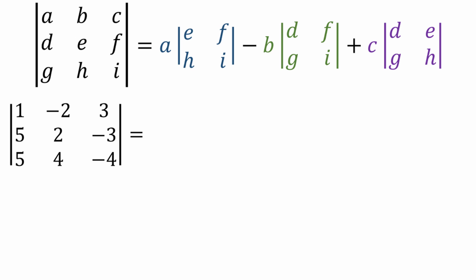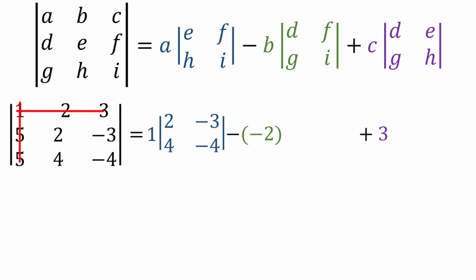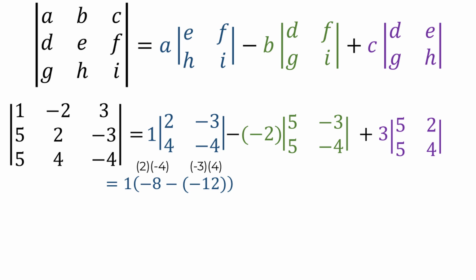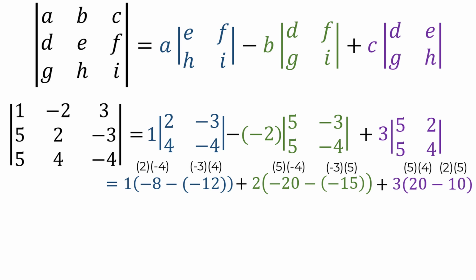Let's try one more example. Our three numbers will be 1, negative negative 2, since there's already a negative sign in the formula, and positive 3. The determinants will be of 2, negative 3, 4, negative 4 for the first term, 5, negative 3, 5, negative 4 for the second term, and 5, 2, 5, 4 for the third term. We have 1 times negative 8 minus negative 12 for the first determinant, minus negative 2, which is positive 2, times negative 20 minus negative 15, plus 3 times 20 minus 10.